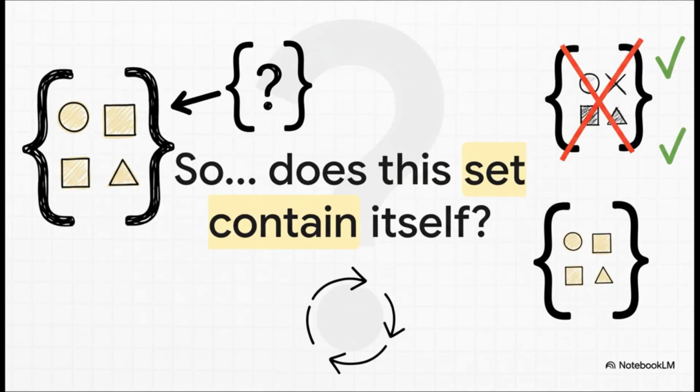Just think about it for a second. If this special set does contain itself, well, then it violates its own rule, because it's only supposed to contain sets that don't contain themselves, so it has to be kicked out. But wait, if it doesn't contain itself, then it perfectly meets the criteria to be a member, so it should be in the set. It's an impossible, brain-breaking loop. It's a question that shows the beautiful, bizarre limits of logic, all sprouting from the simple idea of a set.